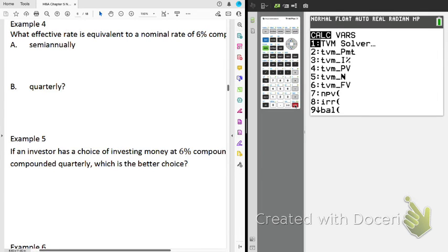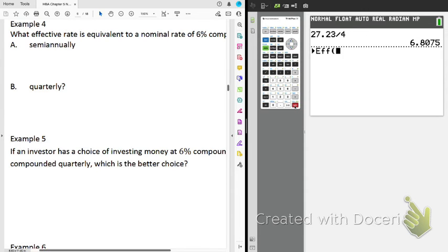So under the finance menu, we're going to scroll down now, and we're going to find a command that says EFF, for effective. Okay, if I keep going down, there's that one. Mine's at C. So if I hit enter with EFF, it drops it in this main calculator. And so it's essentially taking whatever you put in here and transferring it to an effective rate of interest.